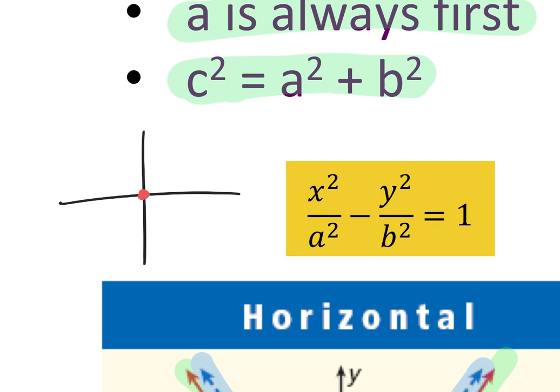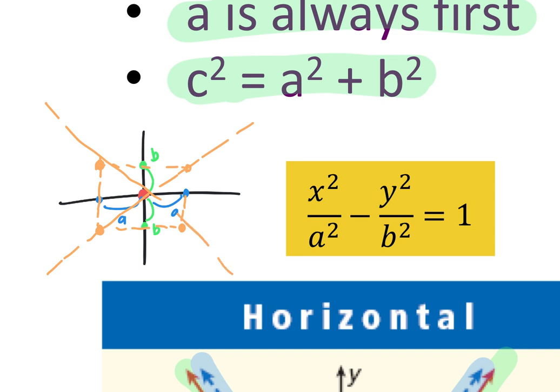If it's horizontal, you're going to go to the right A and to the left A. So this distance would be A. You're going to go up B and down B. That's the distance to the co-vertices. And then you make yourself a little box that passes through those points. It can be square, but usually it's rectangular. I find the corners of my boxes and I draw diagonal lines through them. And then I draw the branches off the vertices as wide as those asymptotes will let me.